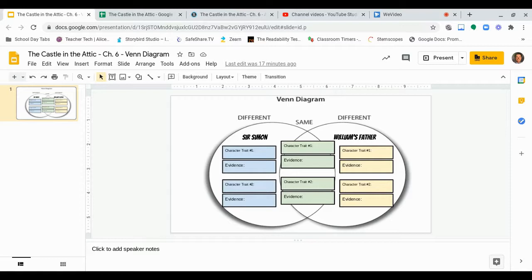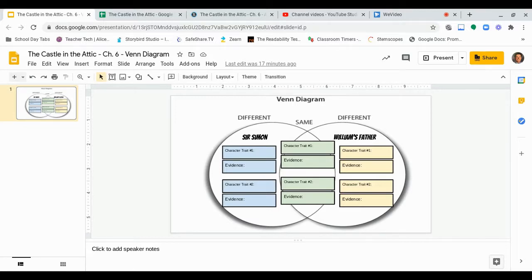Although the difference now is we're not just comparing and contrasting two characters and just how they're alike and they're different. We are focusing on how their character traits are alike and different. So remember, the character trait describes an internal part of that character. It makes up who that person is. So maybe brave would be a character trait.